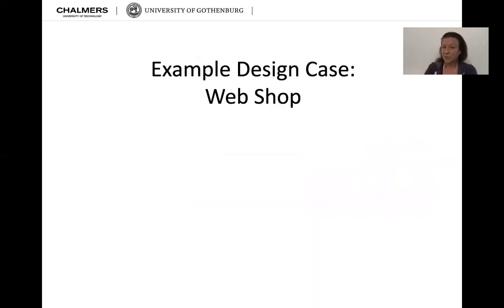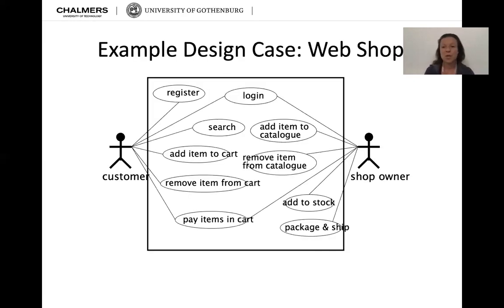Good. After sticks and stones, let's check out a different example, a web shop. May hit a little closer to home for most of you. So for that web shop, if we start with the use case overview diagram here, we see two actors. We see a customer and we see a shop owner. Customer can register, can log in, search, add item to cart, remove item from cart, and pay items in cart. The shop owner can log in, add item to catalog, remove item from catalog, be there for the payment of items, and then add to stock and package and ship.